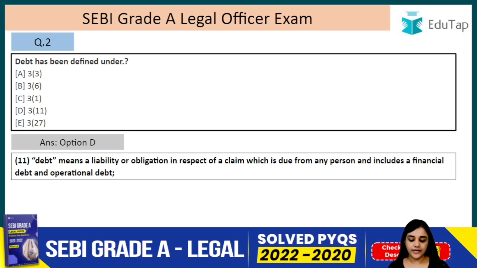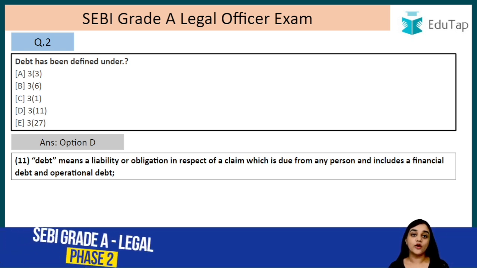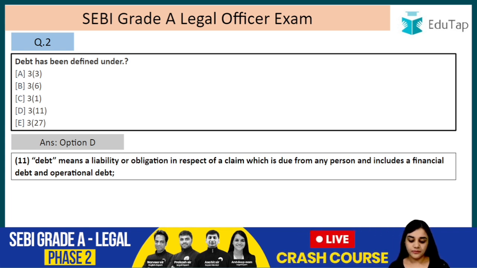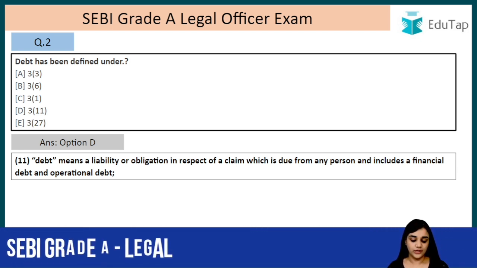Let's understand debt. Debt means a liability or obligation in respect of a claim. Now the bank has a claim, and the debt is what? Debt is the right or an obligation that is imposed due to that claim, right? So debt means a liability or obligation in respect of a claim which is due from any person and includes a financial debt and an operational debt.